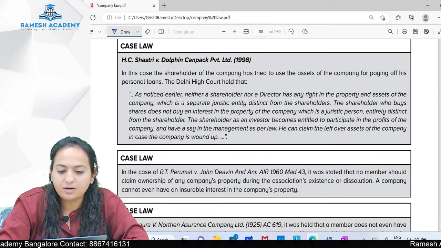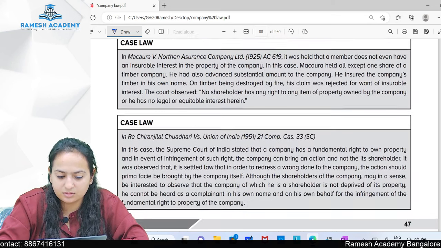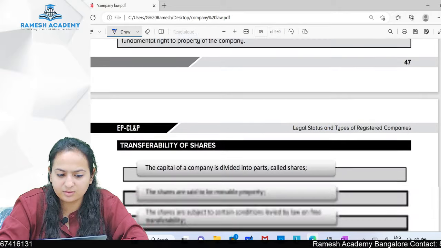Next, the case law: you can mark this, it is also not important. I will tell you which case laws are important.